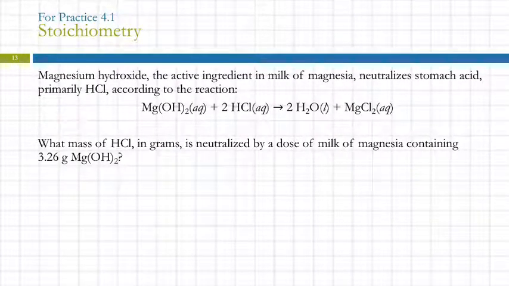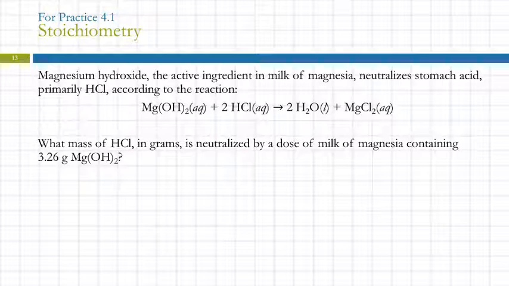Let's do another example of stoichiometry. Magnesium hydroxide is the active ingredient in milk of magnesia. It neutralizes stomach acid, which is primarily hydrochloric acid, according to this reaction. So the question is, what mass of HCl in grams is neutralized by a dose of milk of magnesia containing 3.26 grams of magnesium hydroxide?